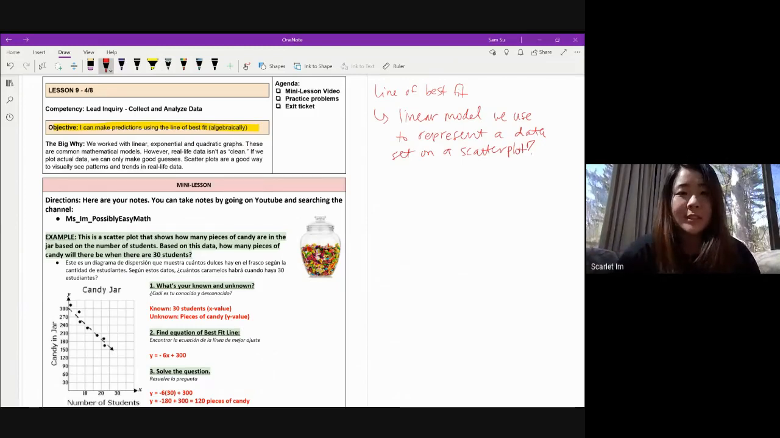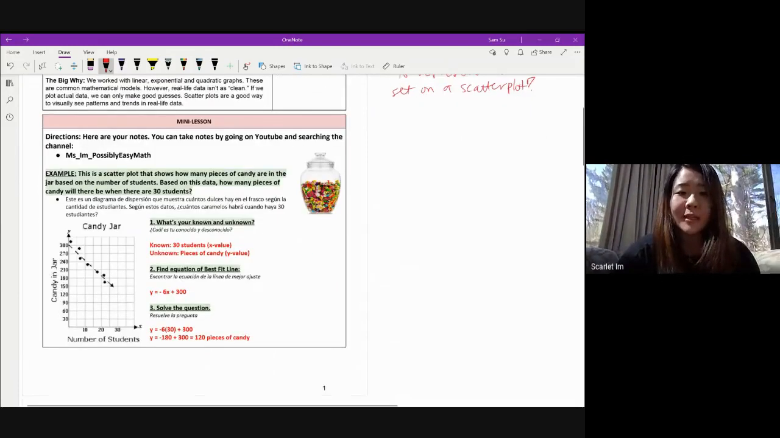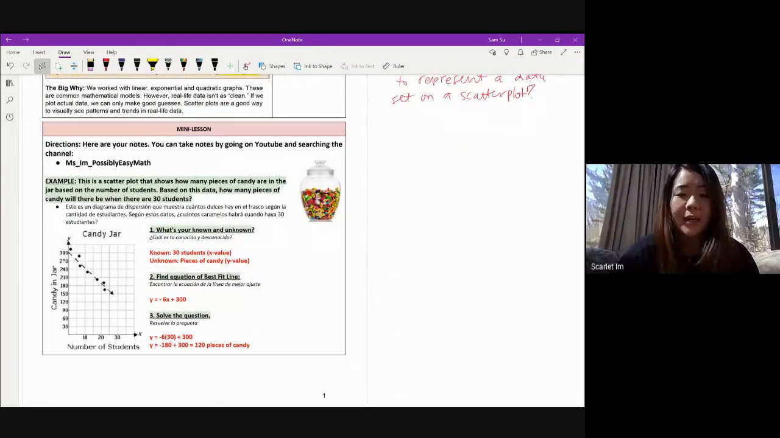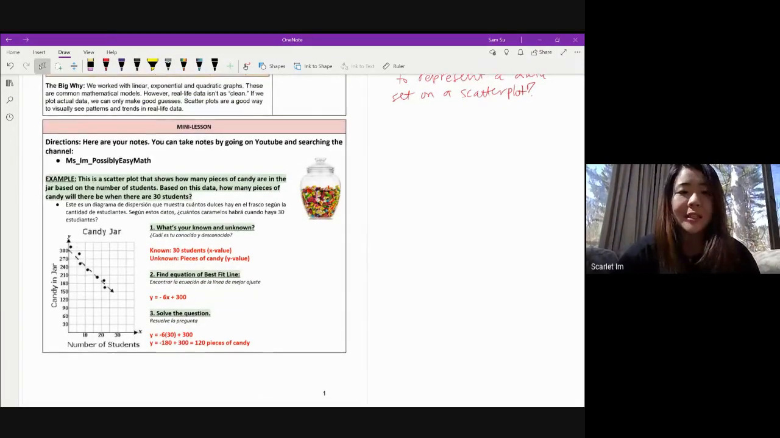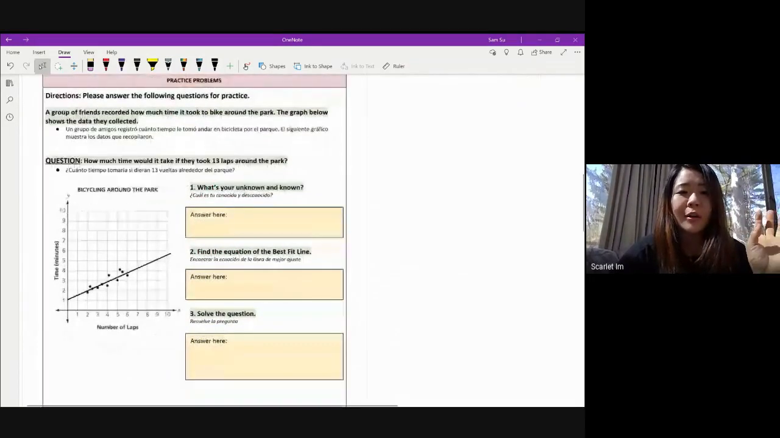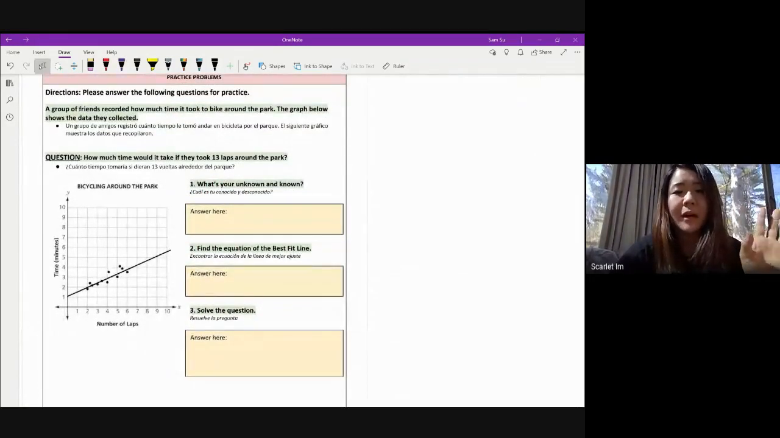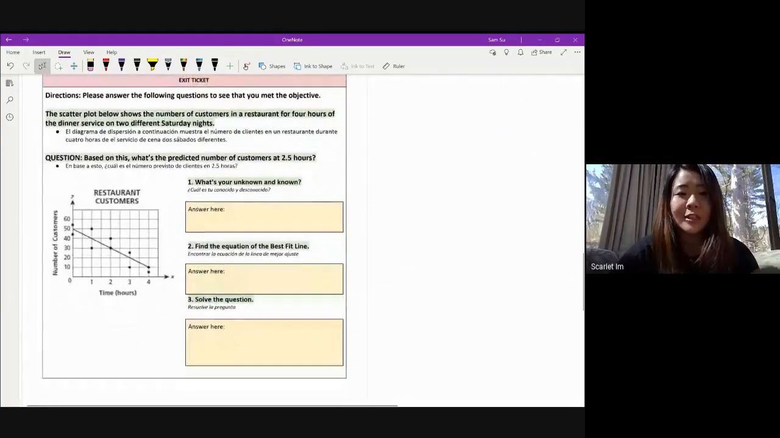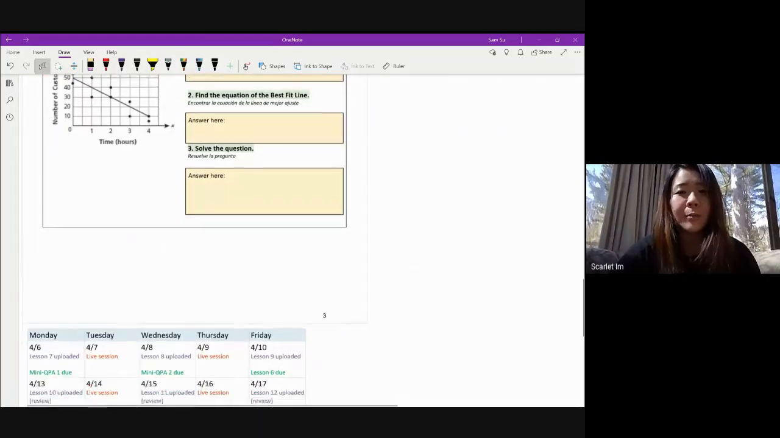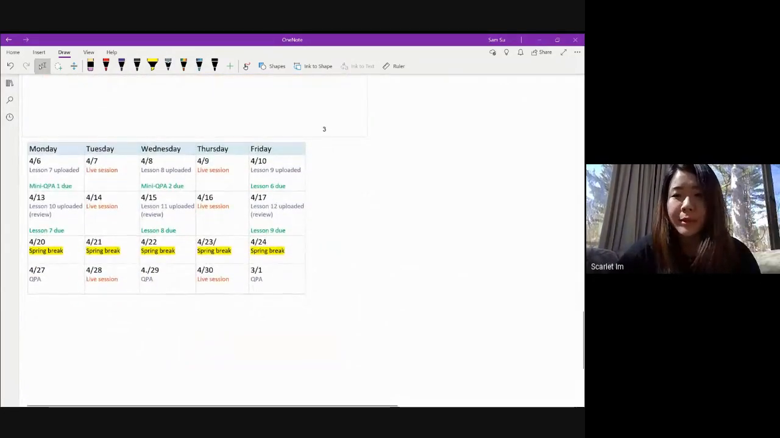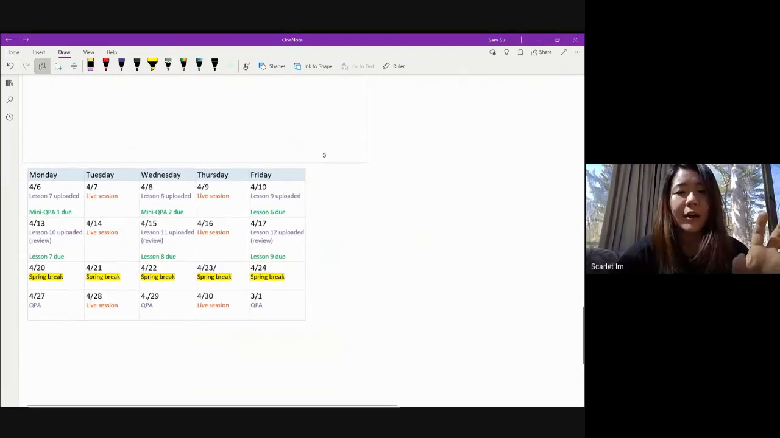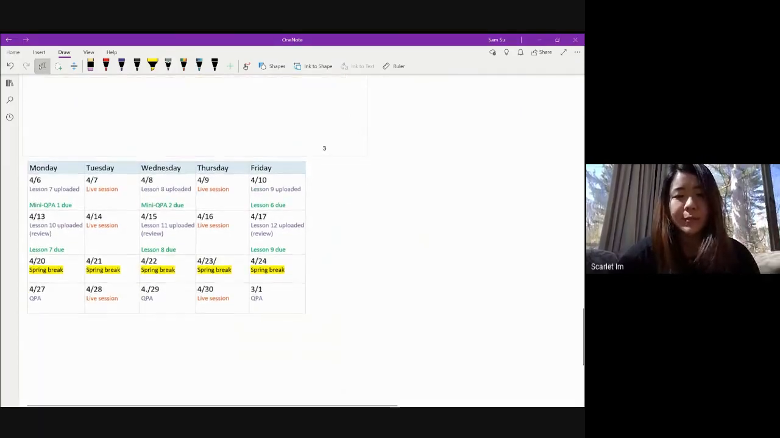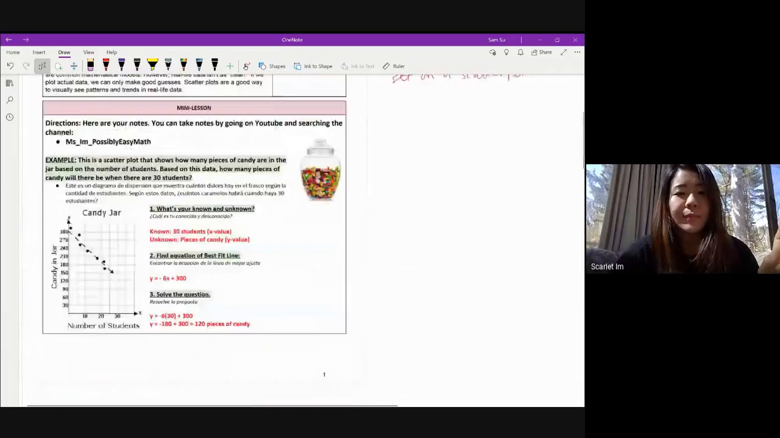Today I'm going to go over this quick mini lesson. The answers are already there in red, but I'm going to explain how I got those answers. Then we're going to work on this practice problem together. You're going to try it on your own first, and then I'll go over the answers in my video. After that, your goal is to finish your exit ticket. This is something you'll do by yourself, and then you'll turn in your packet in Google Classroom. Then I'm going to go over briefly our schedule for the next two to three weeks. Okay? So let's get started.